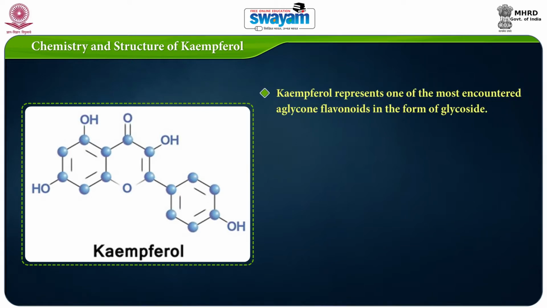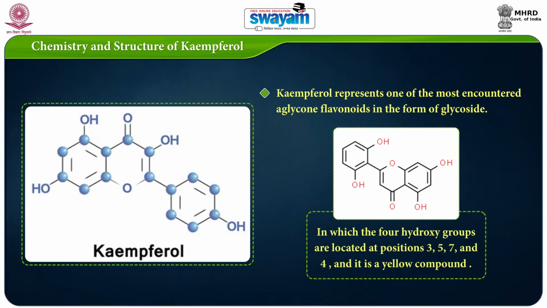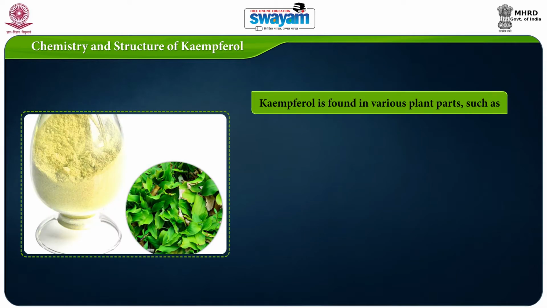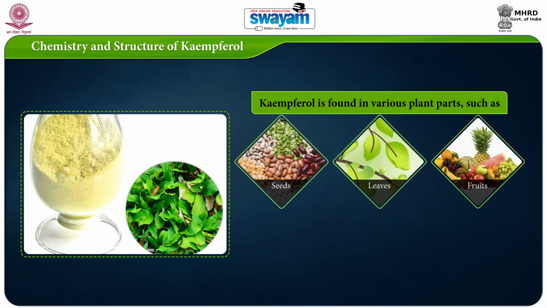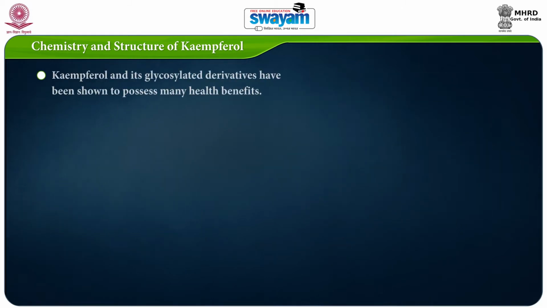Kaempferol represents one of the most encountered aglycone flavonoids, found in the form of glycosides. It is a tetrahydroxyflavone, in which 4 hydroxy groups are located at positions 3, 5, 7 and 4, and it is a yellow compound. Kaempferol is found in various plant parts such as seeds, leaves, fruits, flowers and vegetables. Kaempferol and its glycosylated derivatives have been shown to possess many health benefits.